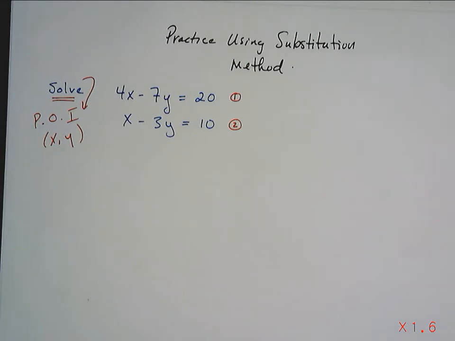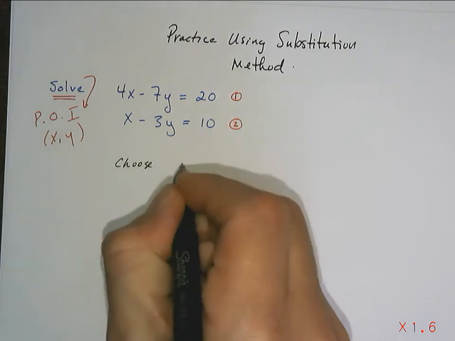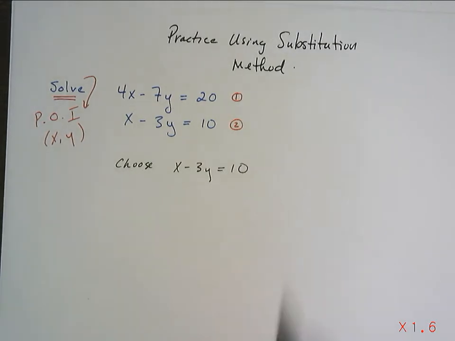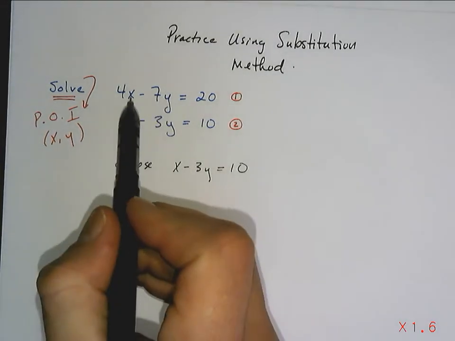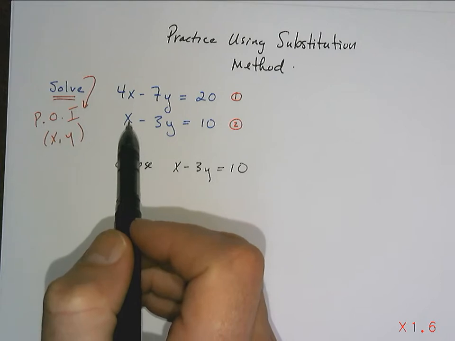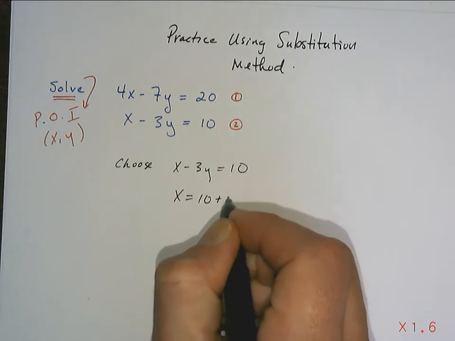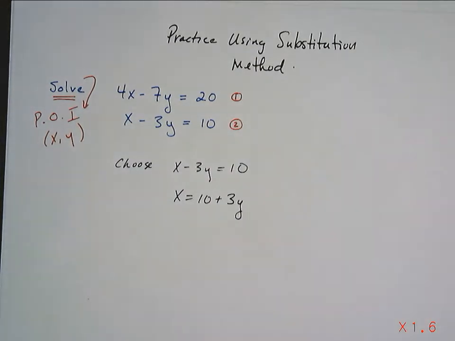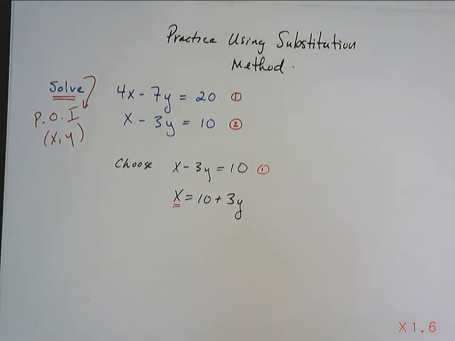So I'm going to pick to work with, I choose x minus 3y equals 10 to work with. Why? Because it's really easy to get x by itself. Anything else is going to require a division at some point, isn't it? And the numbers are going to get messy. This x is so easy to get by itself. All I have to do is add 3y to both sides. And that was step 1. So what I did was I chose equation 2, and I isolated one of the variables. I got x by itself, and that was step 1.